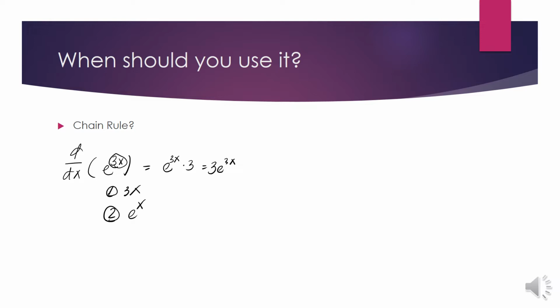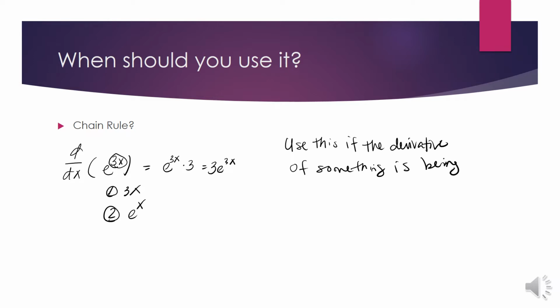As far as U substitution goes, now we're looking at integration. You want to use this whenever you see something that looks like the derivative being multiplied in the problem. So use this if the derivative of something is being multiplied. And we're going to do lots of examples, but just keep in mind, this is kind of like the chain rule, but for integration.